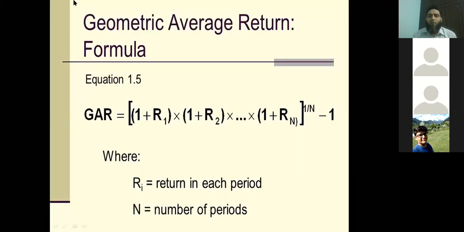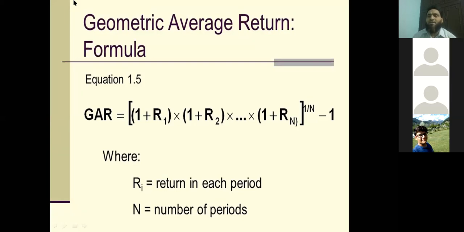Now this one is important from an investment point of view: geometric mean. And you must know where geometric mean is used. Geometric mean has limited use. Its formula is 1 plus R1, where R1 stands for return relative.